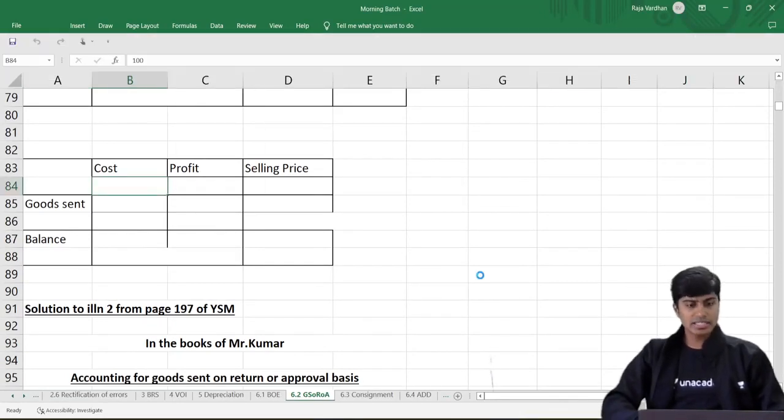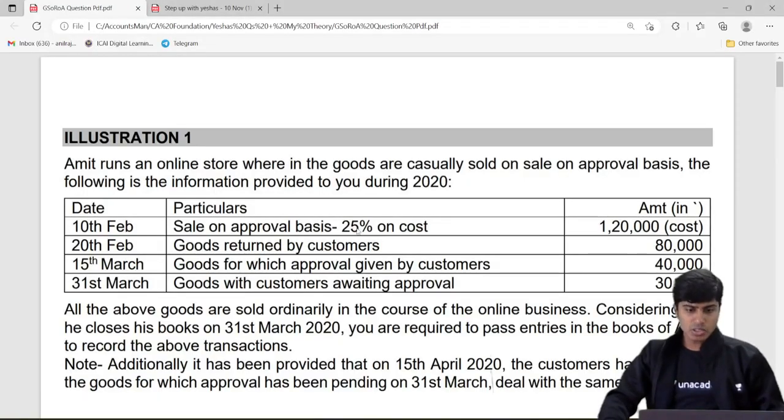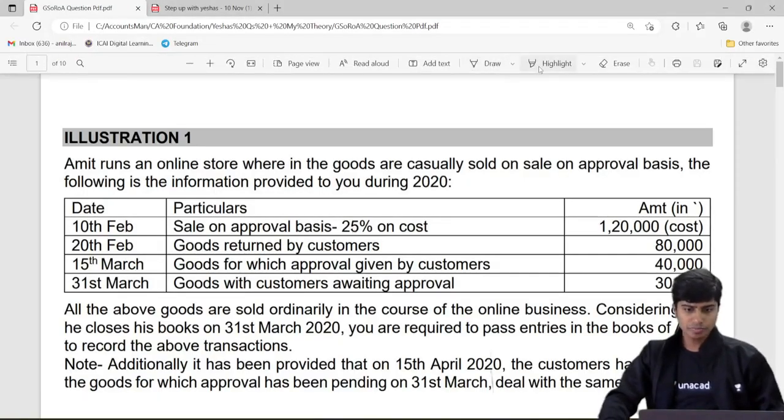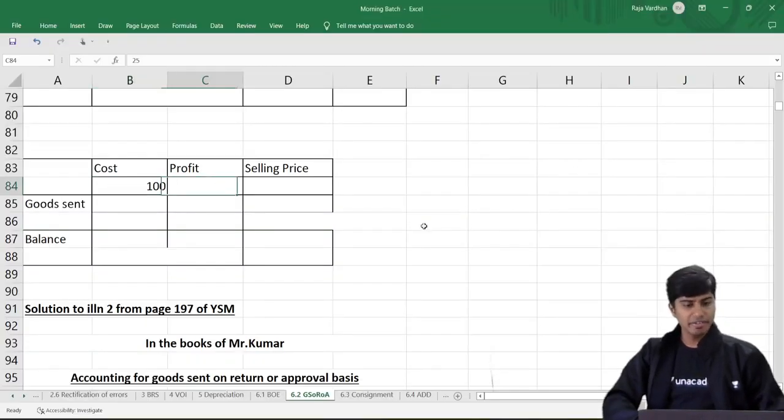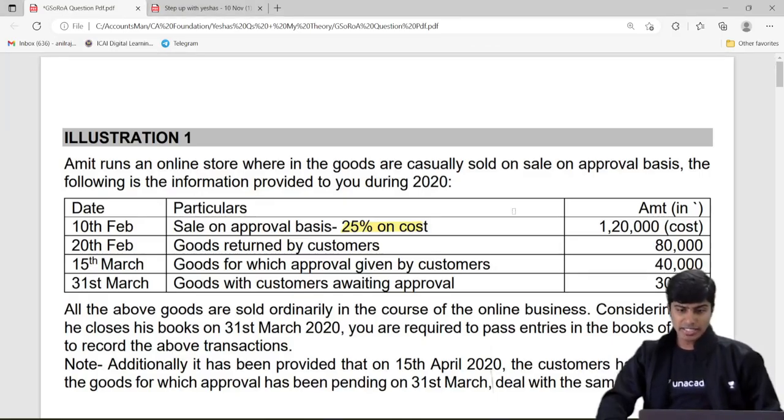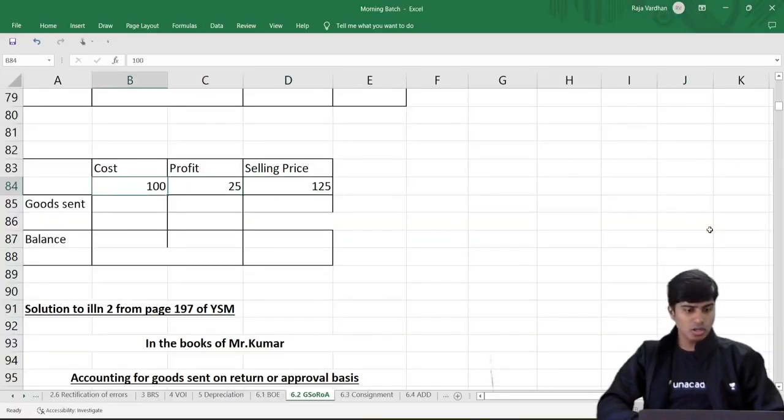Can I say that the cost is 100 and, because the profit is 25% on cost, our profit is 25 and the selling price is 125? I hope you wouldn't disagree with these numbers. And the goods sent are 1,20,000 at cost. So in the cost column, if I write 1,20,000, can you help me find out what the selling price is?